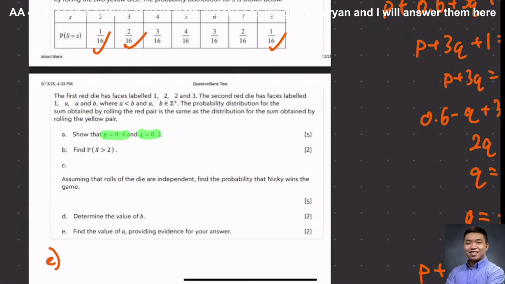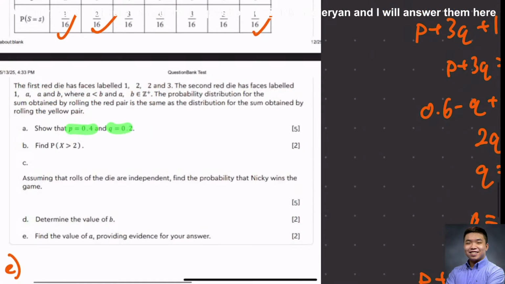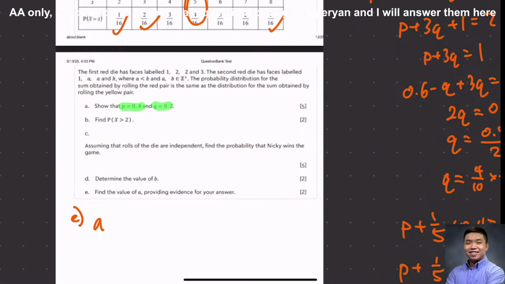So what if A is 3? Can A be 3? If A is 3, then I will put 3 here. 3 plus 2 is 5. So basically, I'm just checking with this 5. So I know A plus 2 has to be equal to 5. So therefore, A is equal to 3.